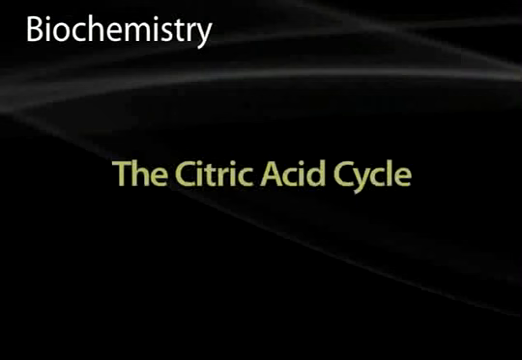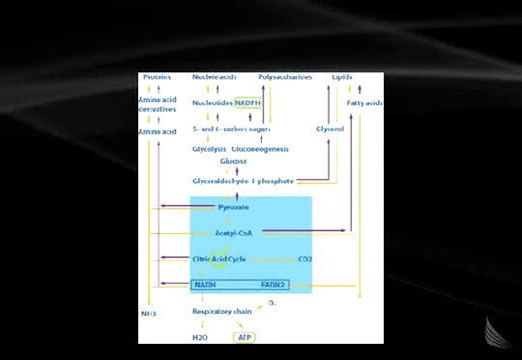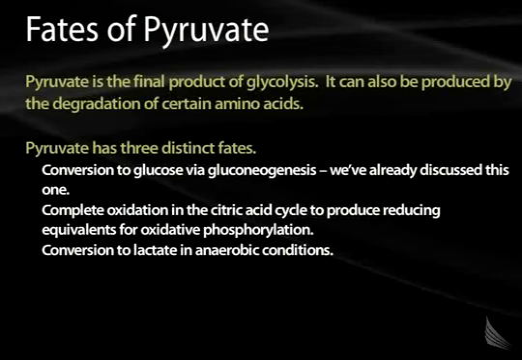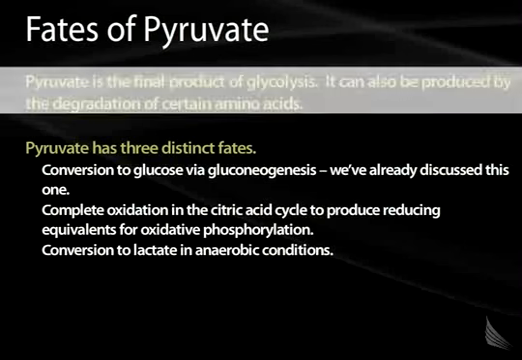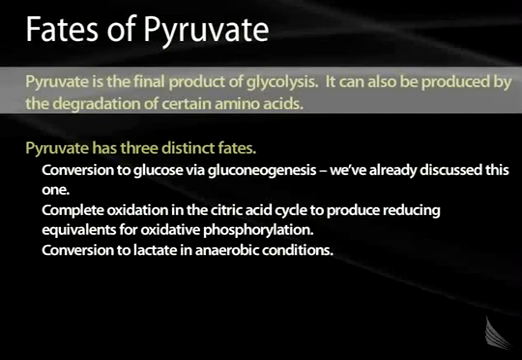Citric acid or TCA cycle. Now the TCA cycle, again, plays a very central role in metabolism. The TCA cycle deals with what we do with the pyruvate that we produced at the end of glycolysis. Now pyruvate, as we discussed already in previous sections, is the final product of glycolysis. Pyruvate can also be produced not only by glycolysis but also by the degradation of certain amino acids.